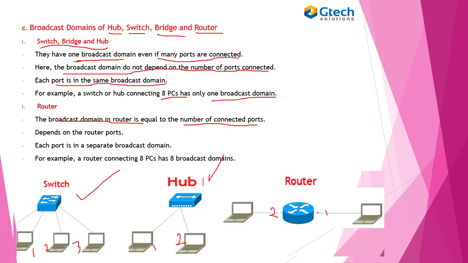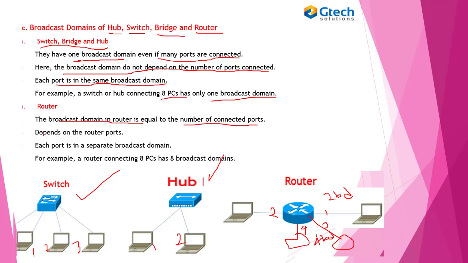So the number of broadcast domains in this router is 2. Suppose that it was connected to another device here, and another one here. We can say this one is 3, 4. We can say it's 4 broadcast domains. The number of broadcast domains in a router is equal to the number of connected ports.